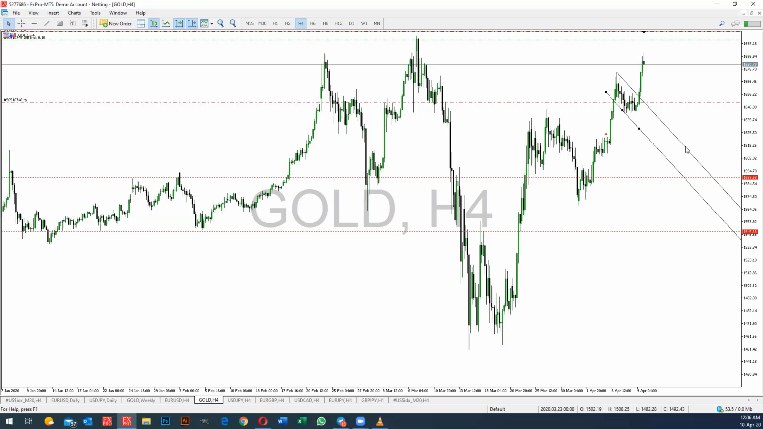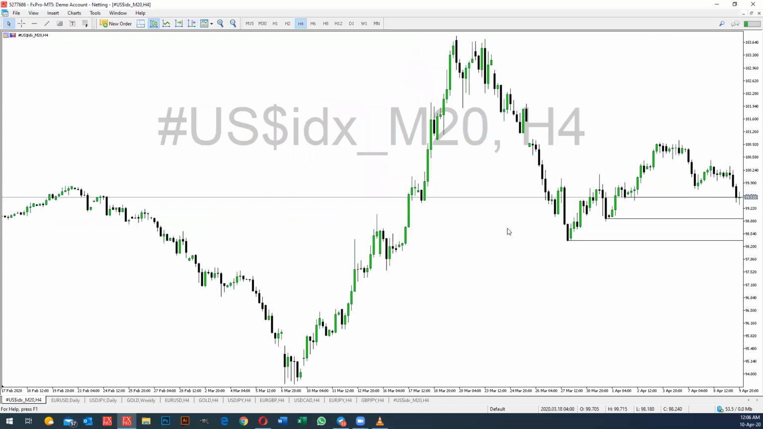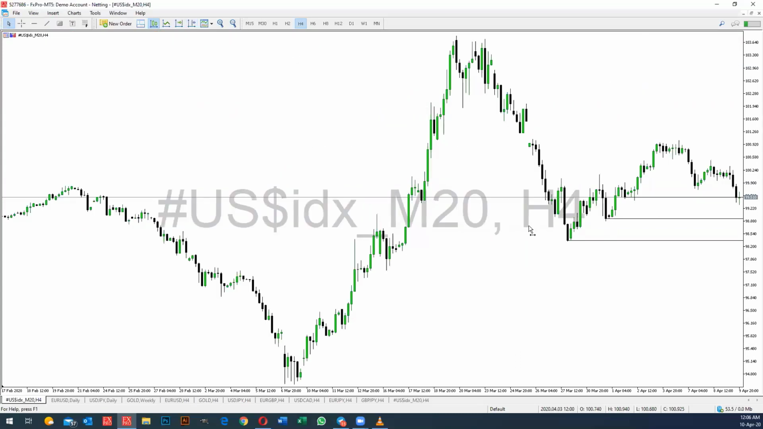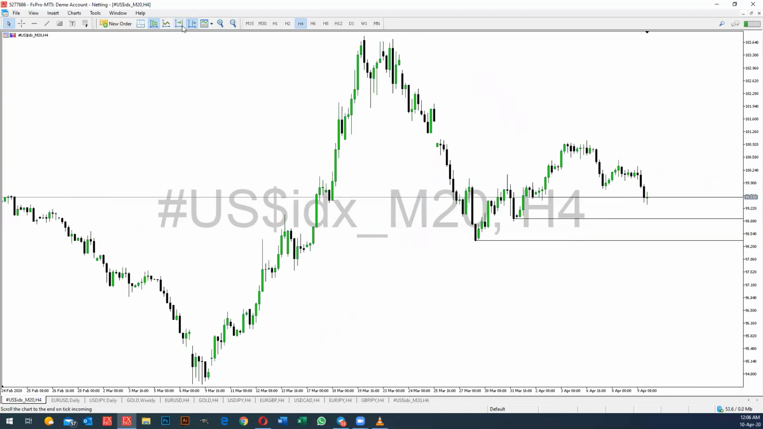So gold, you can see the last 8 hours, it moved like 350 pips. Yet if we switch back to dollar index, it only moved like what? 70 something pips. You see? So now you have to put that into consideration.